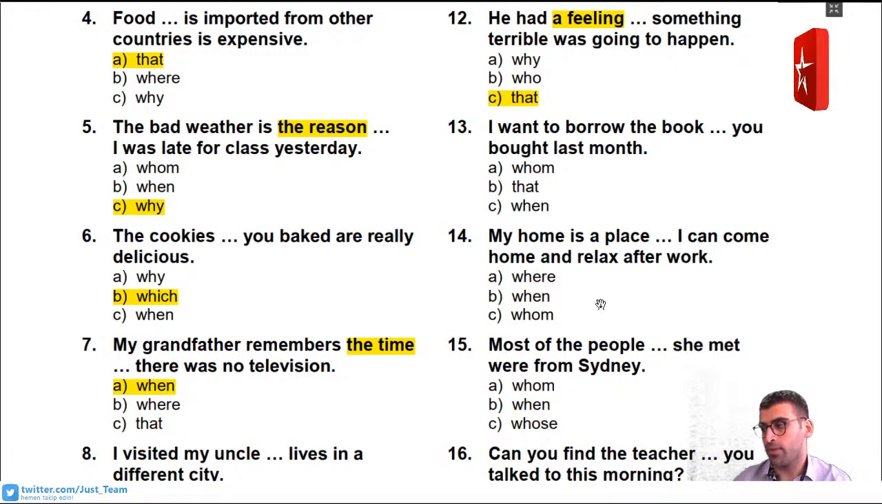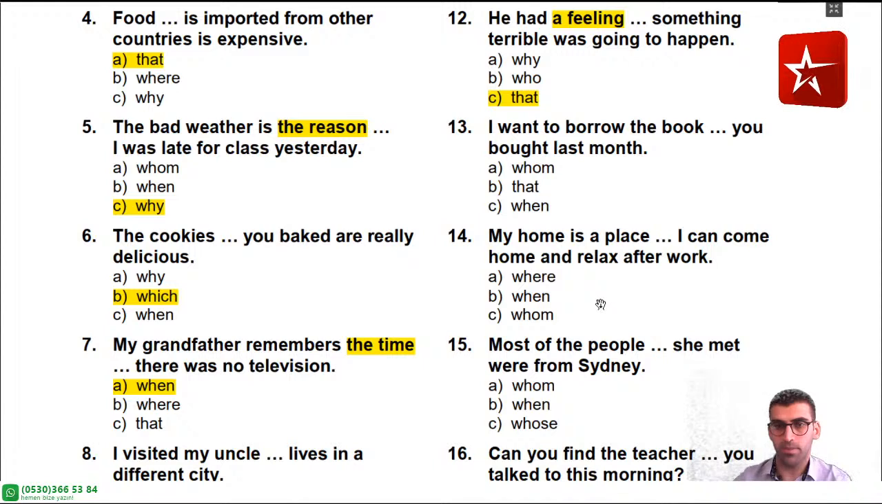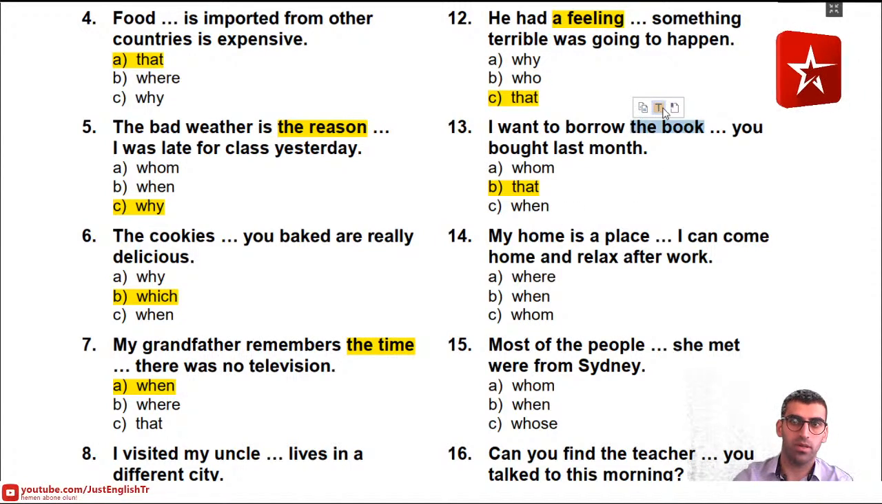Yes. Number 13, guys. I wanna borrow the book Whom, That, When. Okay, number 13. I wanna borrow the book you bought last month. That, they say. Yes, that is the correct answer for number 13. Okay, I think it became an easy one for you. That is the correct answer, not when, Muhammad Ali. Because we are talking about the book, so we should use that.